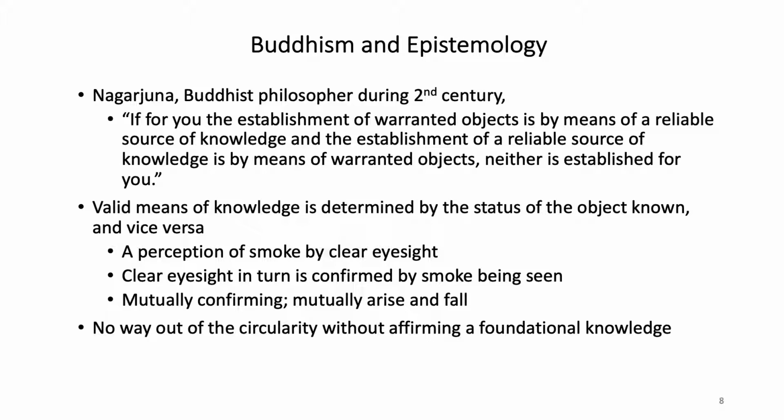For example, the validity of a perception of smoke is confirmed by clear eyesight, and yet clear eyesight in turn is confirmed by smoke being seen. They are mutually confirming. The status of both the knower and the known mutually rise and fall. Other than an appeal to consensus, there is no way out of the circularity without affirming a foundational knowledge.